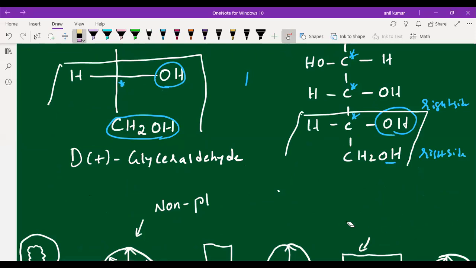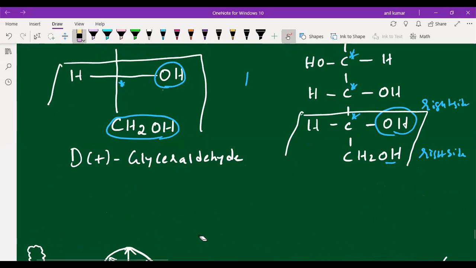So now we have to assign the D configuration or L configuration. We have to assign the D configuration. Why are we assigning the D configuration? Because both are having the same. See here, students, both are having the same, as in glyceraldehyde as well. So first we are calling this as D.